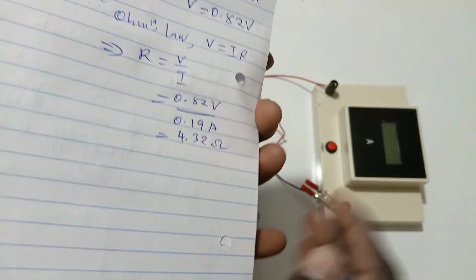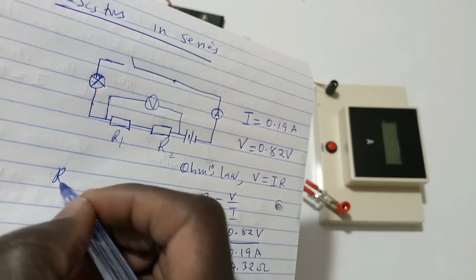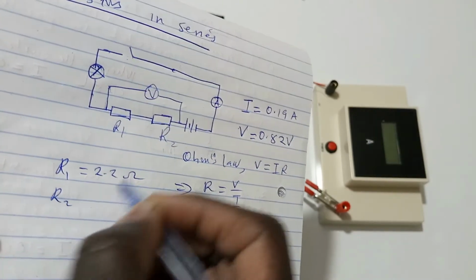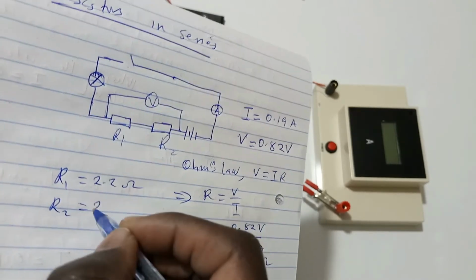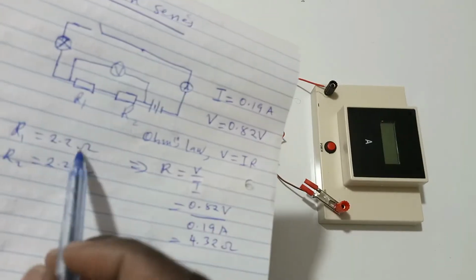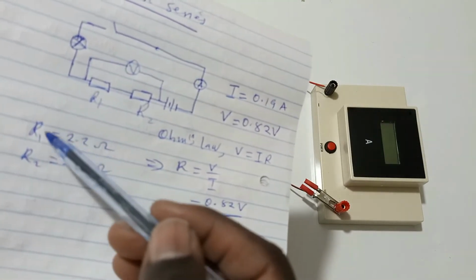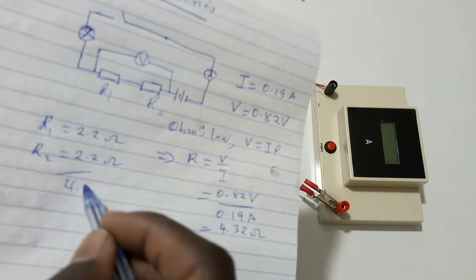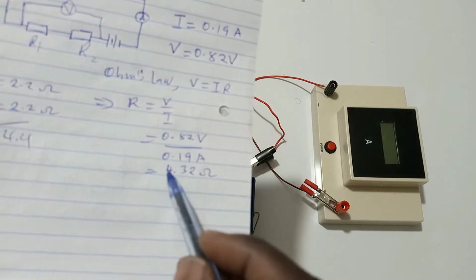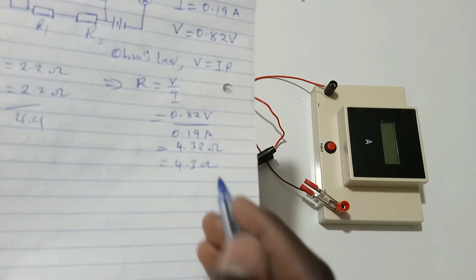4.32 ohms. Now from the manufacturer, the resistance of R1 is supposed to be 2.2 ohms. The resistance of R2 is also 2.2 ohms. You can see this value clearly. If you add this and this, it will give you 4.4, but from the experiment what we have gotten is 4.3 ohms.